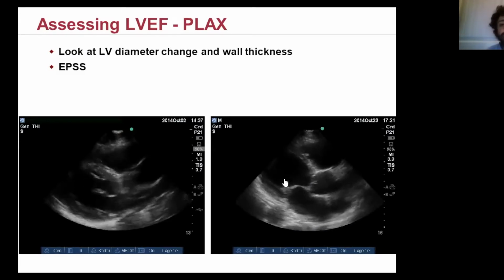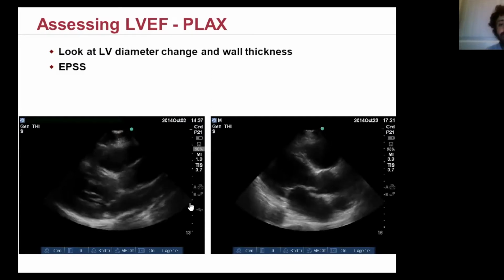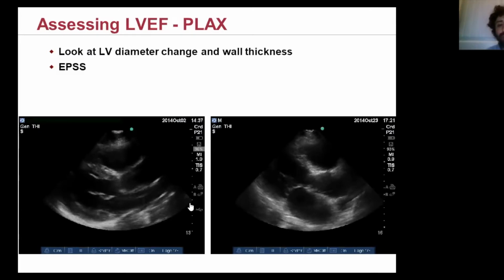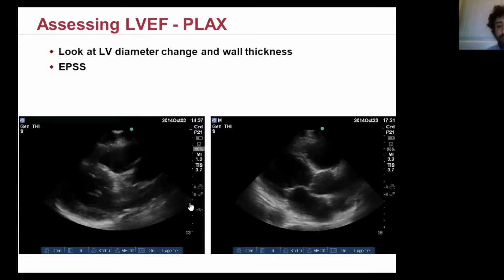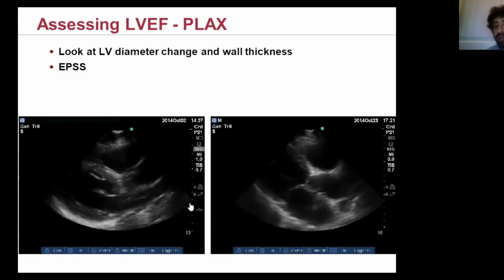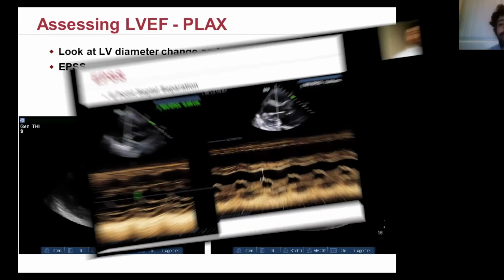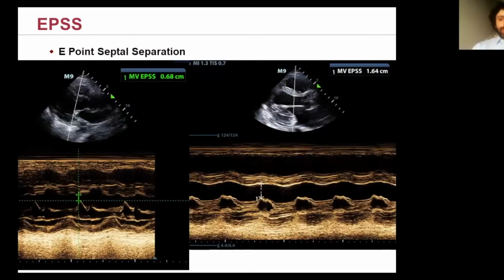You can also look at the anterior leaflet of the mitral valve. That anterior leaflet in the normal heart gets really close to the septum, whereas in the heart with cardiogenic shock, it barely gets to the edge of the LV cavity, staying more than 2 centimeters away.